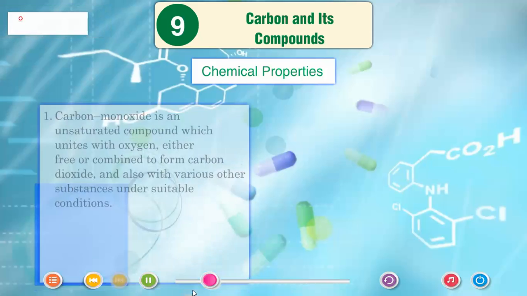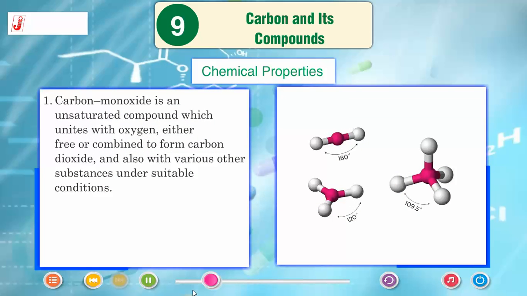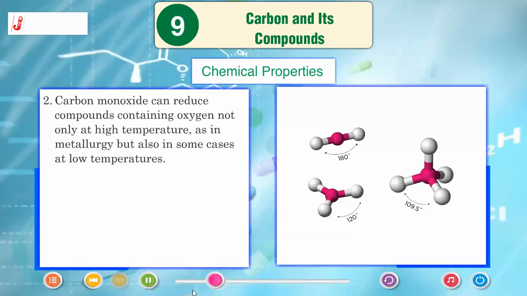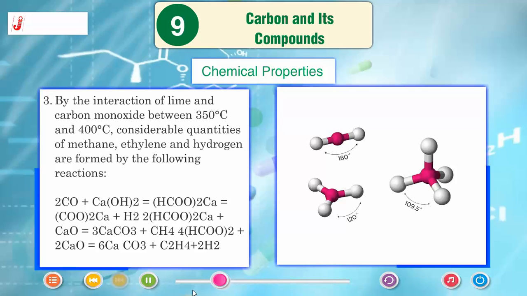Chemical properties. Carbon monoxide is an unsaturated compound which unites with oxygen, either free or combined, to form carbon dioxide and also with various other substances under suitable conditions. Carbon monoxide can reduce compounds containing oxygen not only at high temperature as in metallurgy but also in some cases at low temperatures. By the interaction of lime and carbon monoxide between 350 degrees centigrade and 400 degrees centigrade, considerable quantities of methane, ethylene and hydrogen are formed by the following reactions.